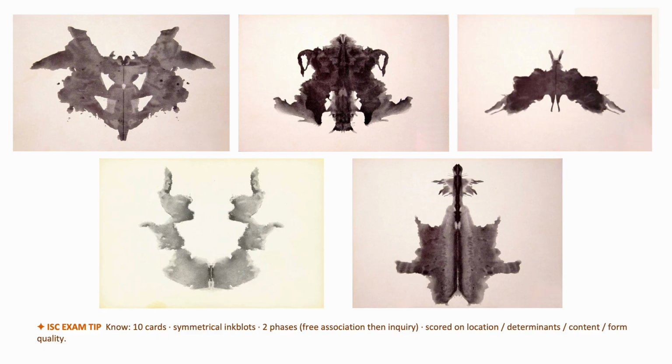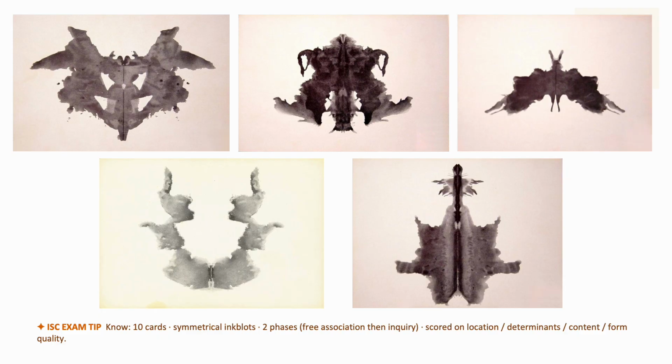Responses are then scored across several dimensions. For example, did the person use the whole blot, a common detail, or an unusual area? What features drove the response? Form, color, perceived movement, or shading? Also, content. What was seen? Human figures, animals, anatomical structures, or objects, as well as popularity and form quality. How well did the response fit the actual shape of the inkblot? Was the response a common one or unusual?